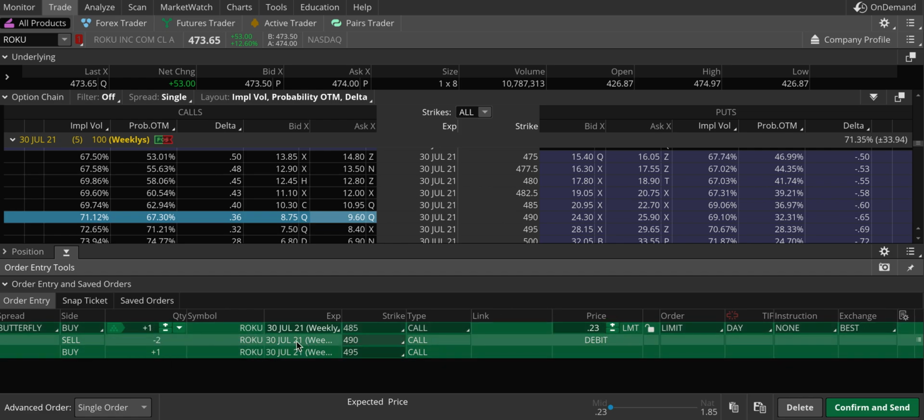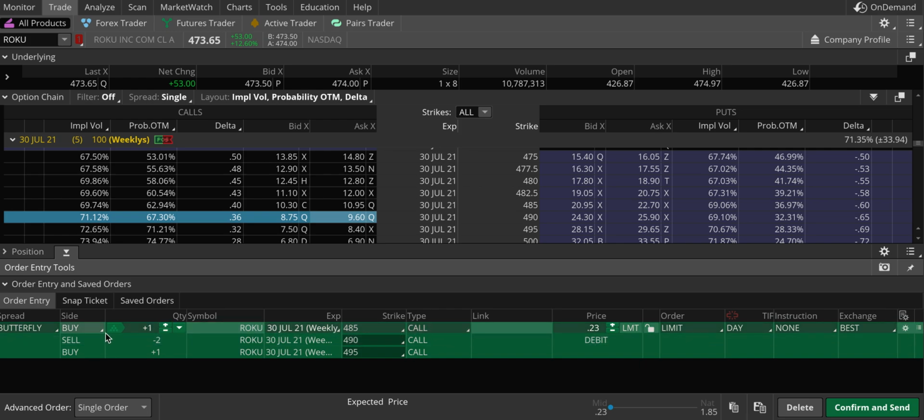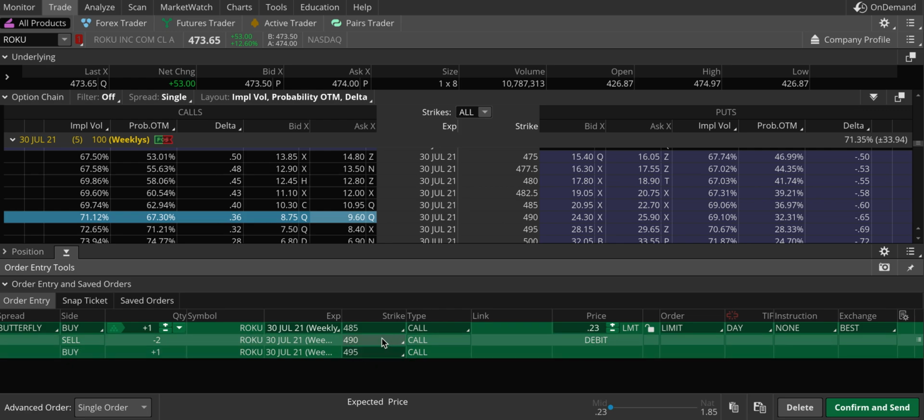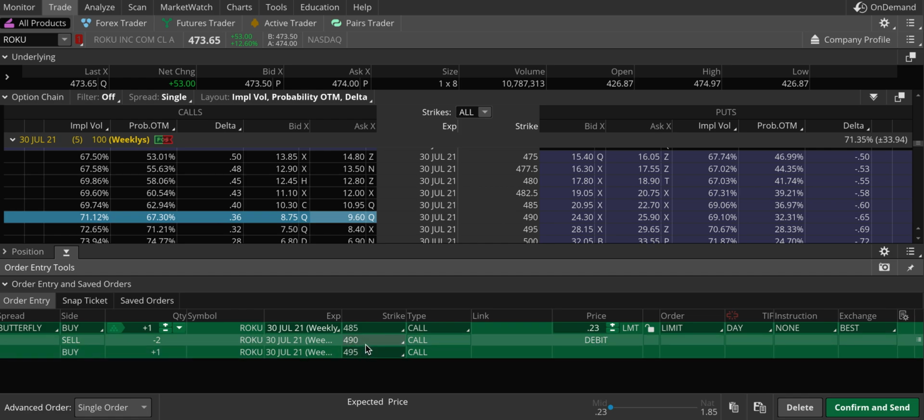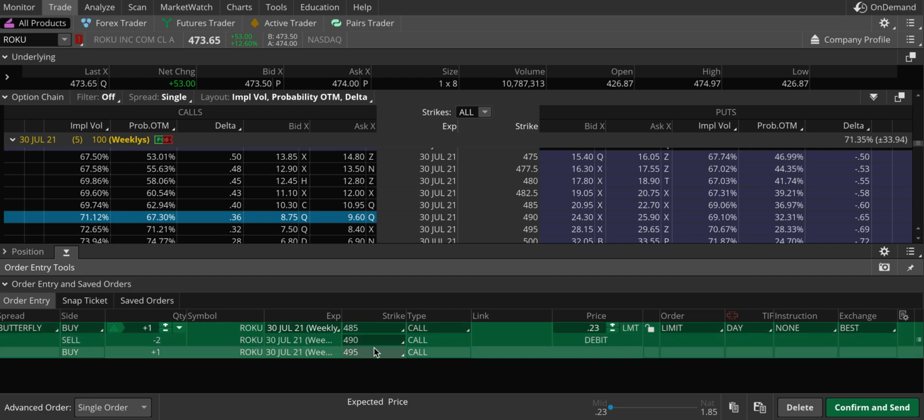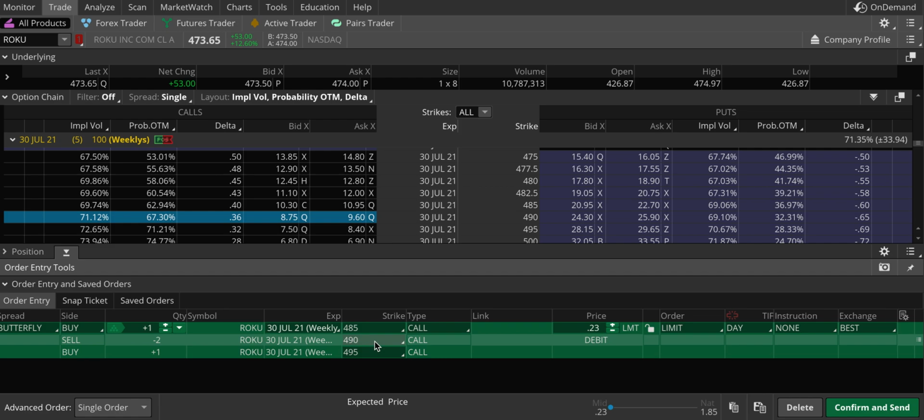So you can see here you have one long call option at the lowest strike price, and you sell 2 call options here at 490, and then you buy the last, highest leg at 495. So the maximum price for this butterfly spread will be achieved by the expiration date, July 30th, when this underlying asset, here Roku, closes at 490. And how much is the max profit? The max profit is 490 minus 485, or 495 minus 490. Here, both equal $5. And currently, this butterfly spread is trading at 23 cents. The max price is $5.